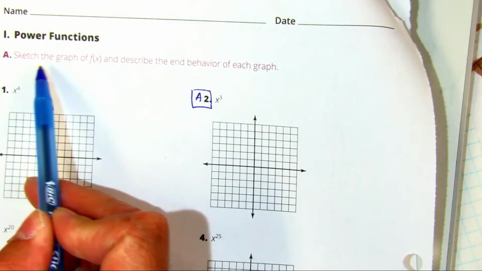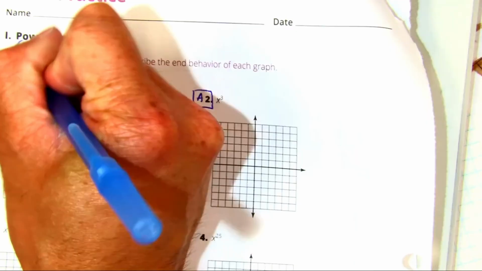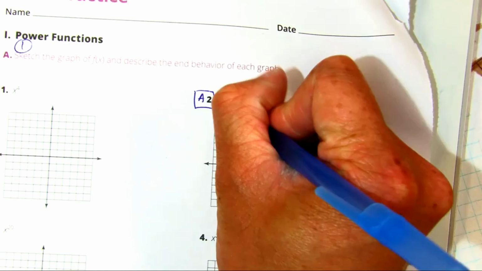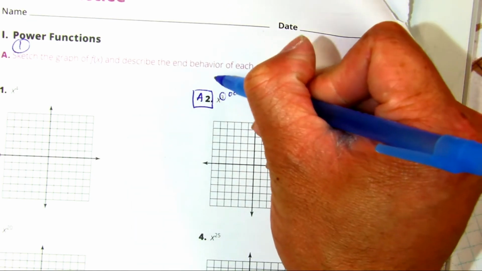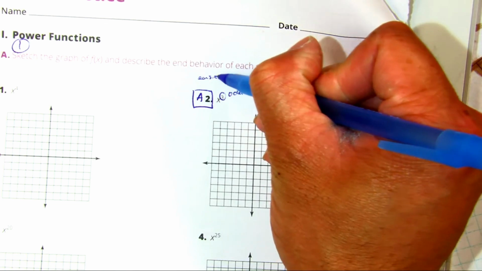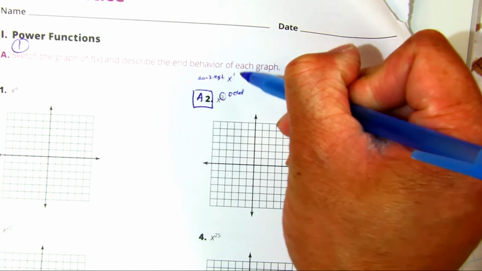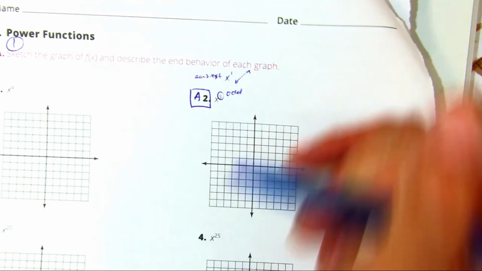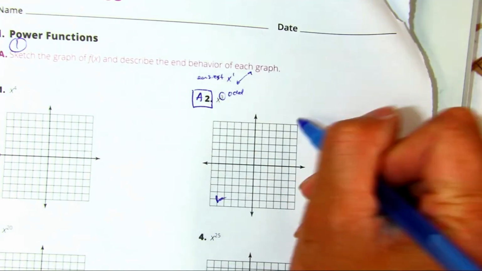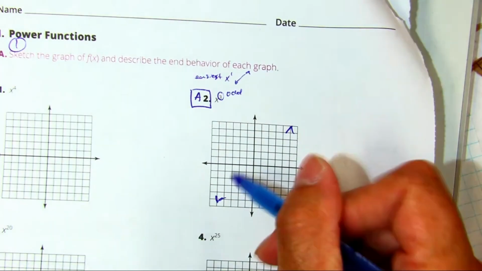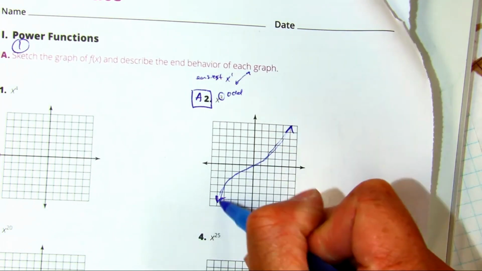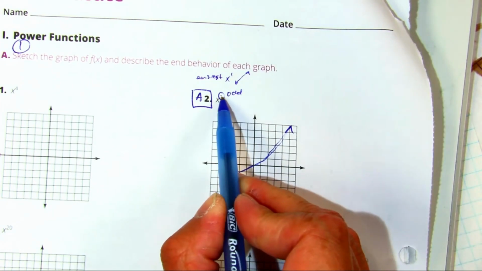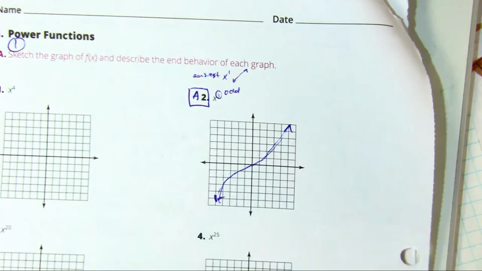A2. Sketch the graph of f of x. I have an odd number. This odd degree, the easiest one is x to the first. Start down and up. So I'm going to start down and up. I'm going to go through the origin. And as the odd numbers get bigger, it's going to become more flat here at the origin.